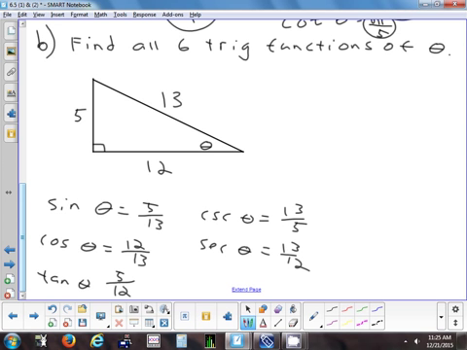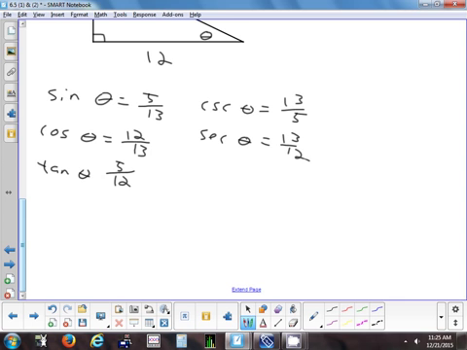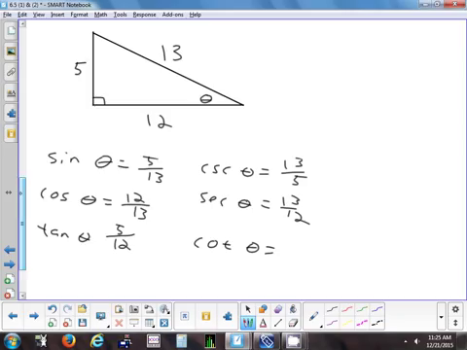Okay, and Derek, what about my cotangent? What is cotangent again? I don't remember. Adjacent over opposite. It was 12 over 5. Yep, 12 over 5. Okay, so any questions on that one?